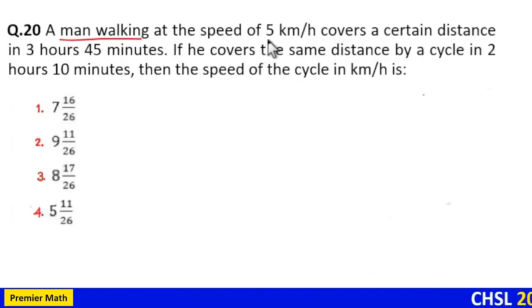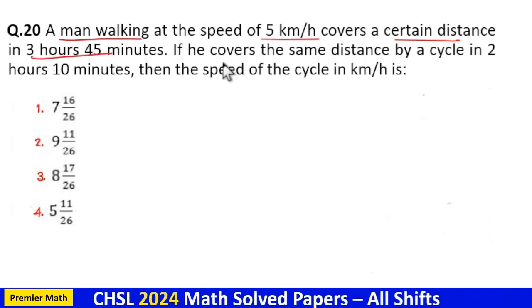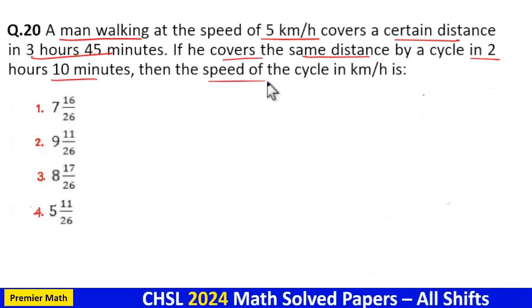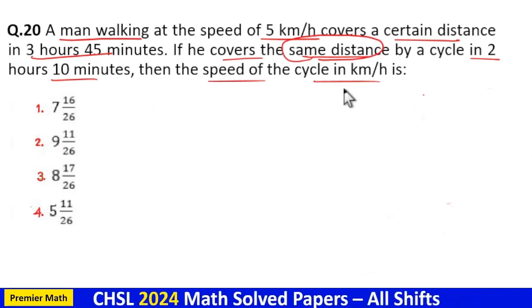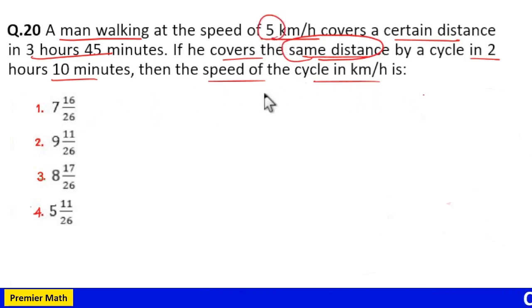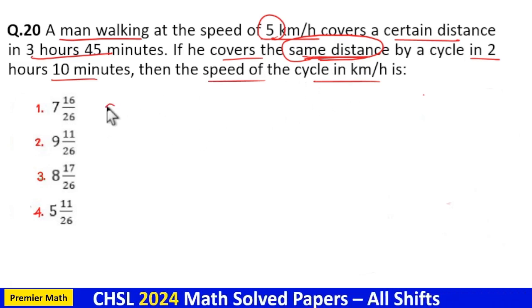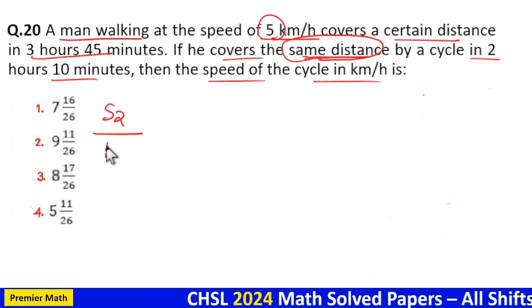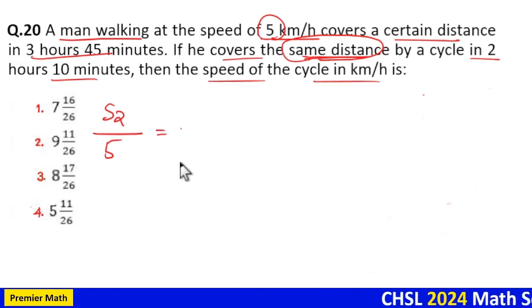A man walking at the speed of 5 km per hour covers a certain distance in 3 hours 45 minutes. If he covers the same distance by cycling 2 hours 10 minutes, then the speed of the cycle in kilometer per hour. Here same distance means distance is constant in both the cases, and here we have to find the final speed. Initial speed is 5. When distance is constant, speed is inversely proportional to time. So we have to find final speed. Final speed by initial speed is 5 km, which is equal to initial time by final time.